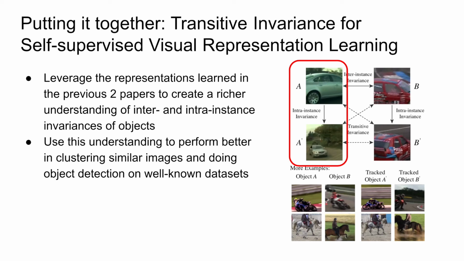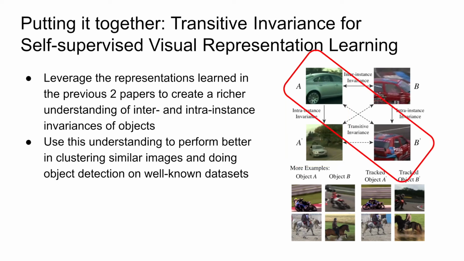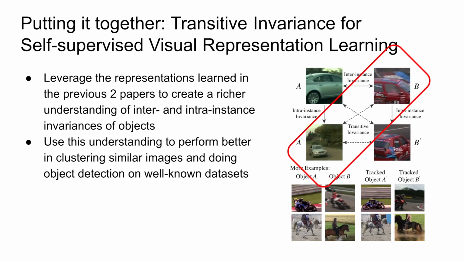These invariances are already explored and exploited in the previous two papers. Using the transitivity of invariance, they can then just say that, for example, A and B prime are similar and B and A prime are similar. With these similarities enforced in their network, they are able to better cluster images and do object detection on benchmark datasets.